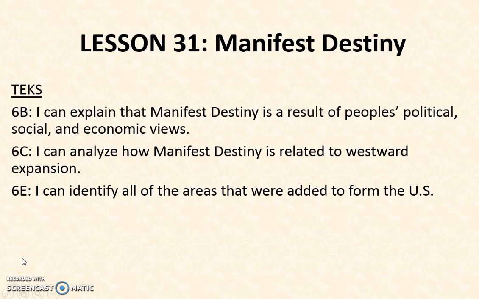Here we have Lesson 31, entitled Manifest Destiny. So our goals are that we can explain that manifest destiny is a result of people's political, social, and economic views, that we can analyze how manifest destiny related to westward expansion, and finally that we can identify all the areas that were added to form the United States.